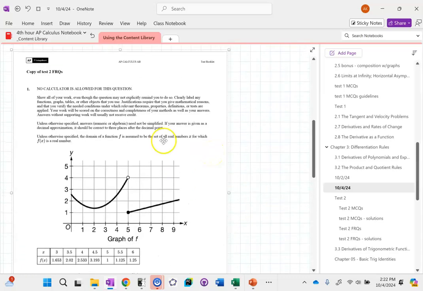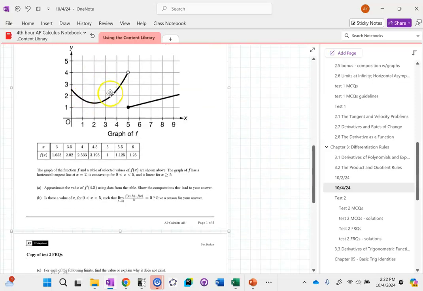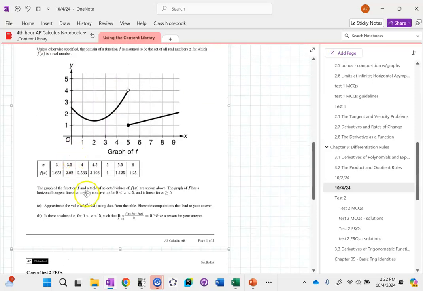All right, so this is a bunch of directions about show your work and all that. That doesn't matter. The graph of the function f and a table of selected values of f of x are shown above. The graph of f has a horizontal tangent at x equals 2. It's concave up from 0 to 5 and is linear for x greater than or equal to 5. It says approximate the value of f prime of 4.5 using the data from the table. Show the computation that led to your answer.